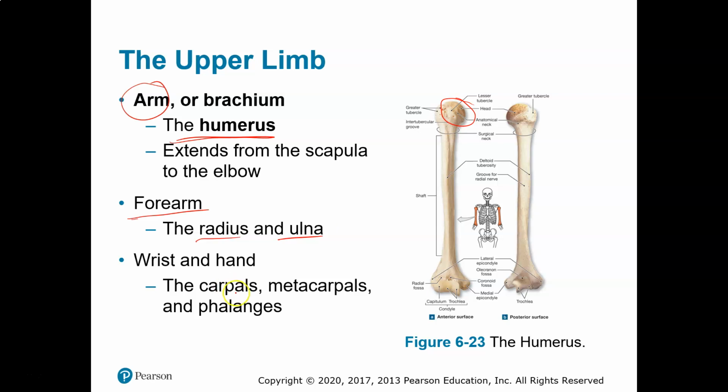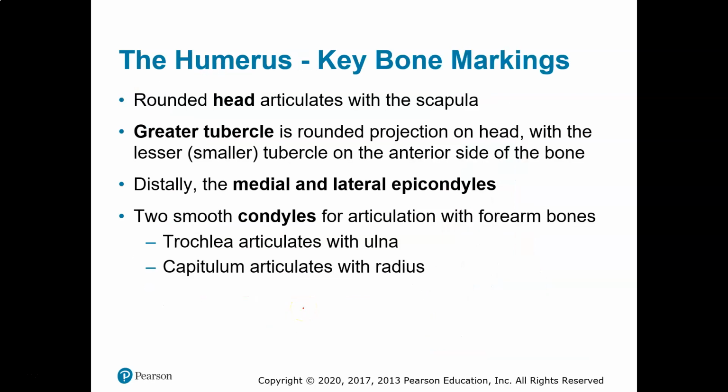And then we have the carpals, which are the wrist bones. The metacarpals are the bones of the hand, and the phalanges are the bones of the fingers. The key bone markings of the humerus, and you do need to be familiar with some of these, definitely know the head of the humerus, which is the rounded portion that articulates with the scapula to form the shoulder joint. And there is a greater tubercle and a lesser tubercle.